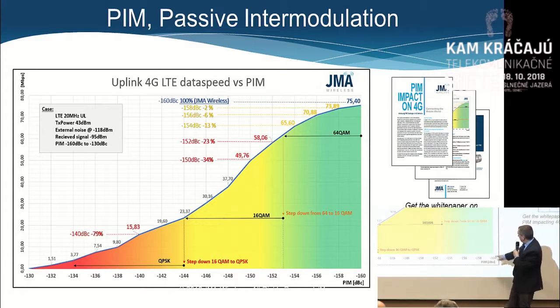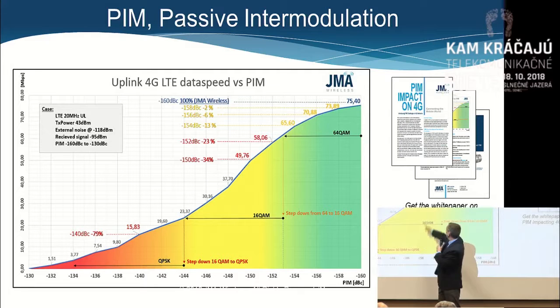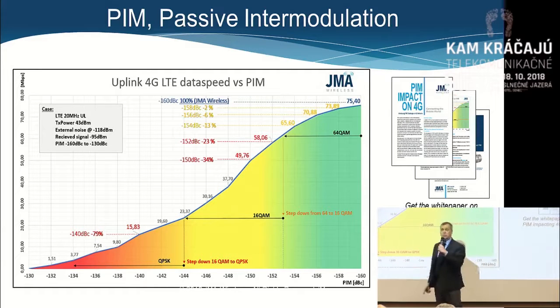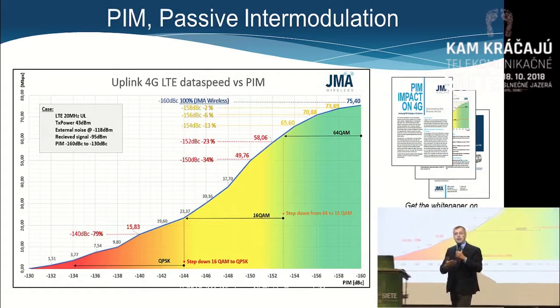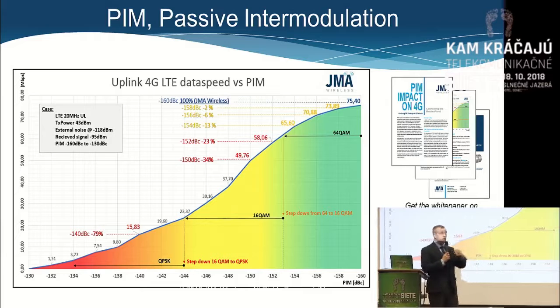If the quality in the passive devices, the connectors and splitters and jumpers, degrades just a little bit, let's say we go down to minus 150, your data speed will drop from 75 down to 50, so you're going to lose about 34% of the capacity in your network. Meaning that if you have 1,000 base stations out there, about 350 of those base stations will not be active, just due to a simple connector and the quality of the connector.